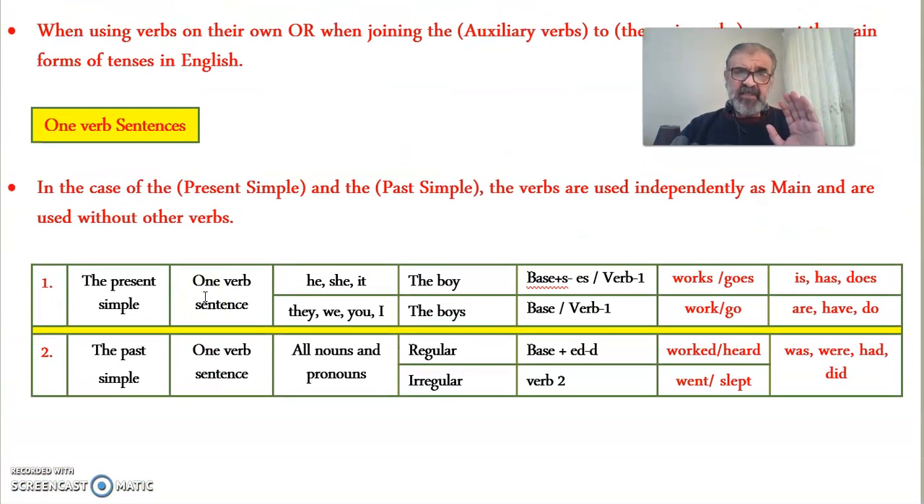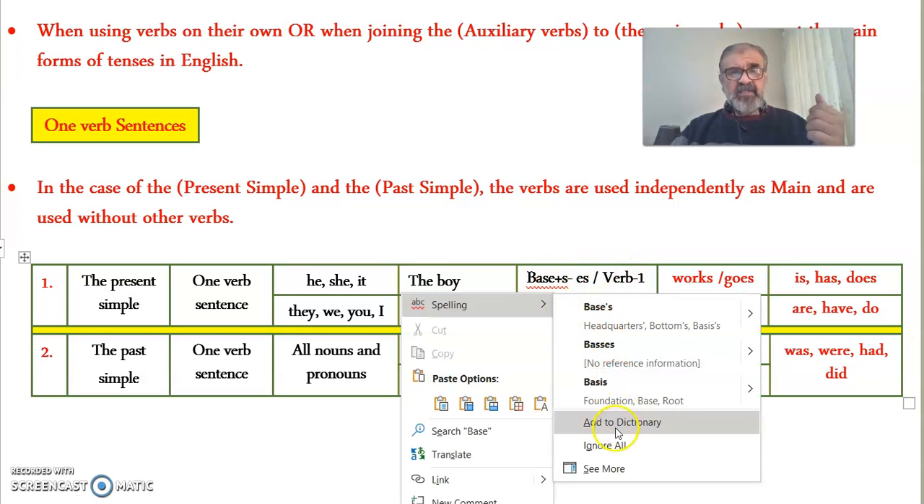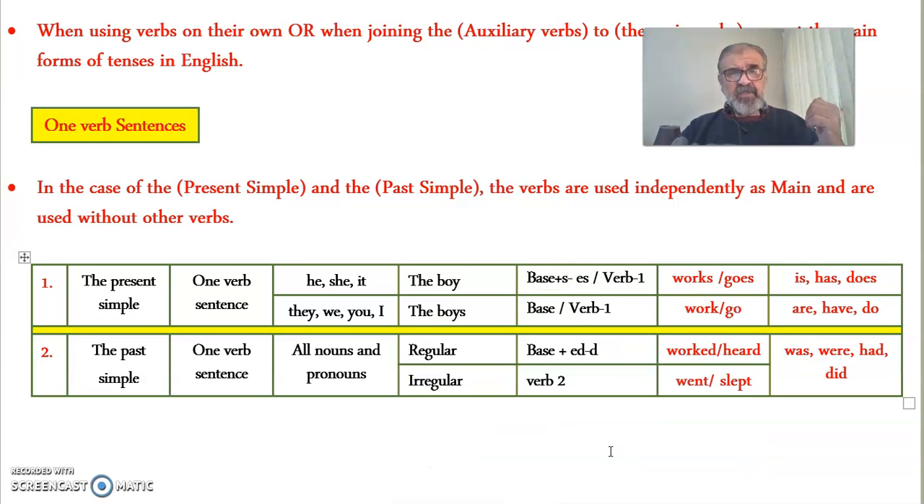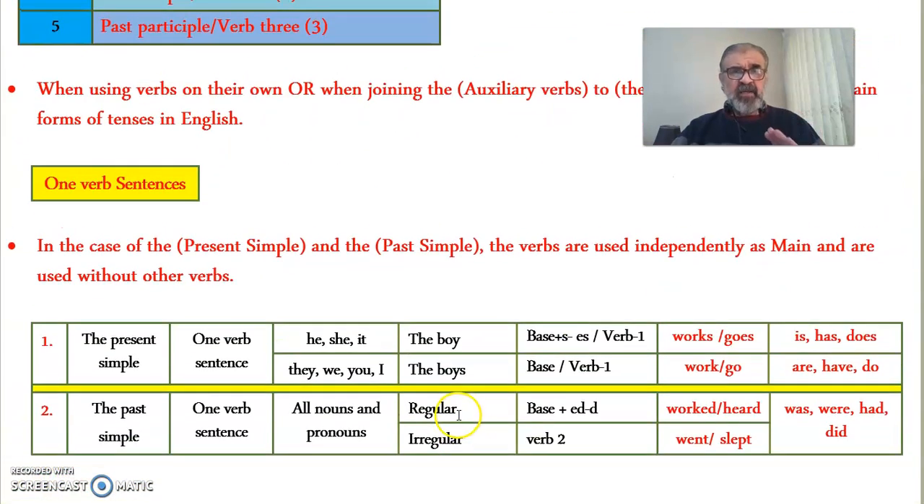So again, let me just say that again. Sentences in English are of two major types: either one verb sentences or two and more verb sentences, 2 or 3 or 4. Okay, now the verbs can either be main verbs, or auxiliary verbs which are used as main verbs, as we dealt with in the previous tutorial, or they could be used as auxiliary verbs, as you are going to see later on.